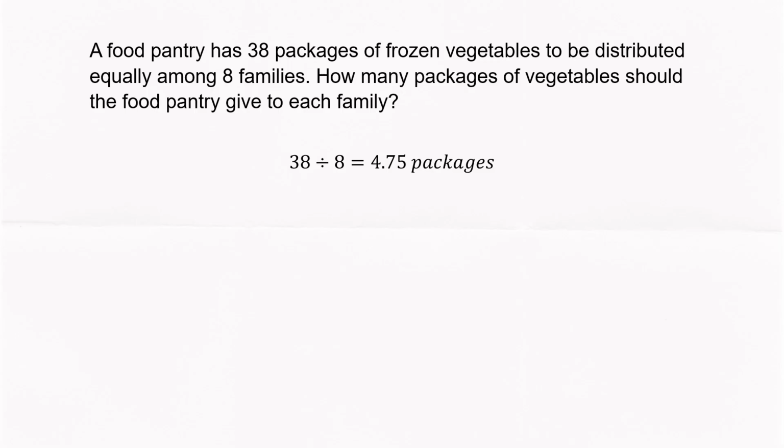So what you would do is take your 38 packages of vegetables and divide them among the 8 families. So 38 divided by 8, whether you do it by hand or with a calculator, will give you 4.75 packages. However, because we can't give a family a part of a package, we have to approximate it to the nearest whole number. So if you were to approximate this, you would get approximately 4 packages. The reason why we round down to 4 is because we cannot give an open package to the family. So in this case, each family gets 4 packages.